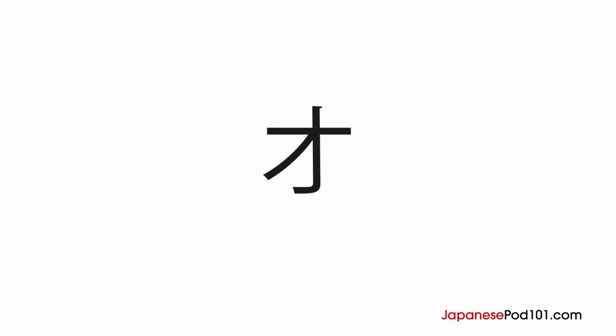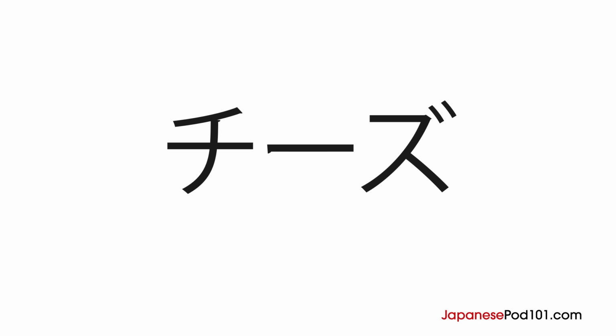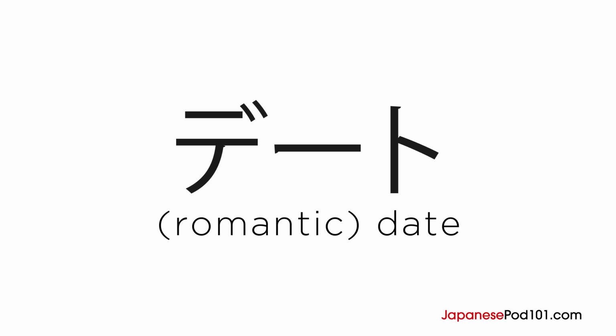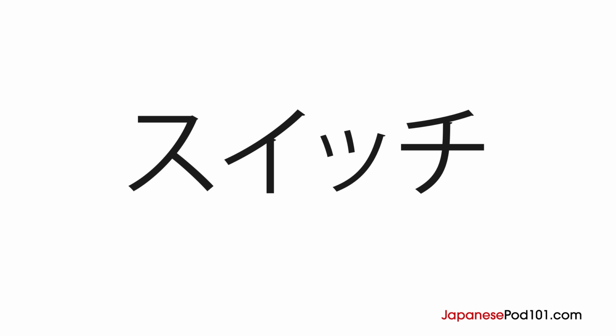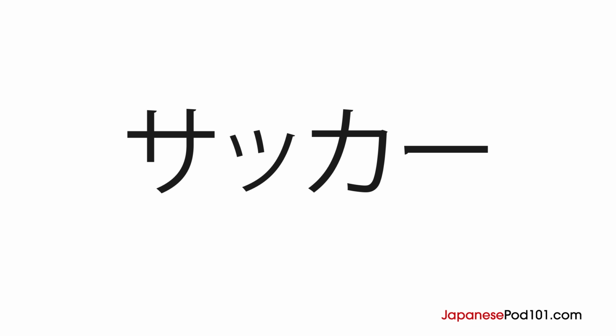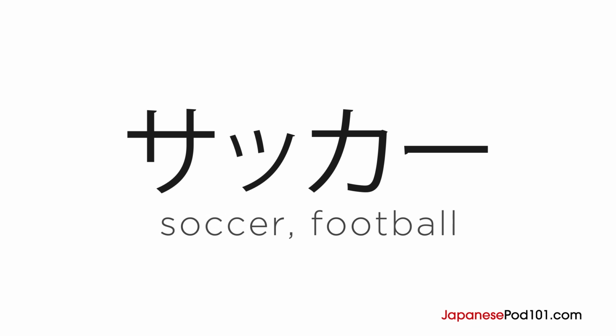ち、お、タイ。Thai means Thailand. チーズ. It's cheese. デート. This means a romantic date. ドイツ is Germany. スイッチ. It means switch. サッカー. This means soccer or football. Goal!